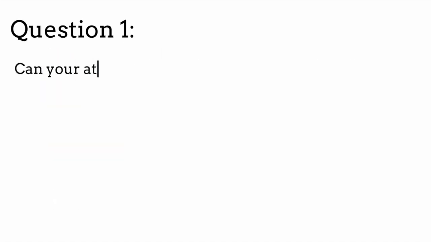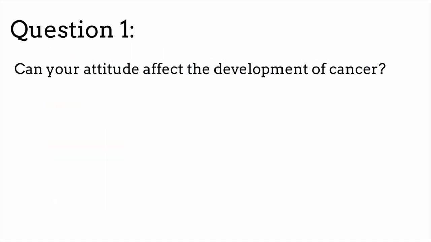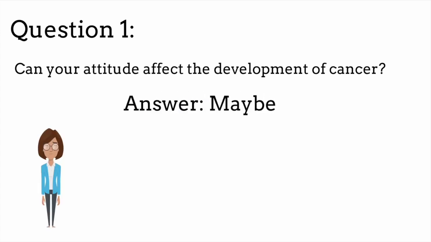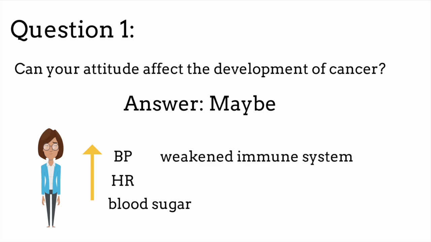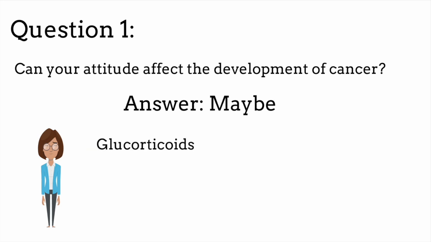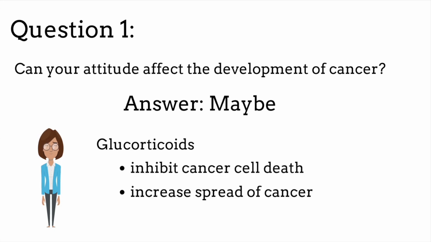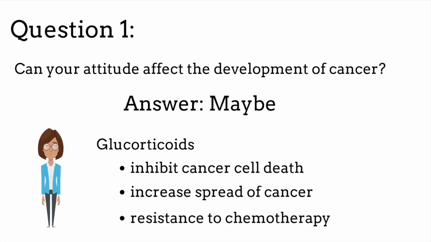First question: can your attitude affect the development of cancer? The answer is maybe. We know that stress has strong physiological effects, such as increasing blood pressure, heart rate, blood sugar, the fight or flight system. In chronic stress, it can cause more effects, such as weakening the immune system. Glucocorticoids, which are released during stress, have been found to inhibit apoptosis, which is a process that can help kill cancer cells. It can increase the spread of cancer, and it can increase resistance to chemotherapy.